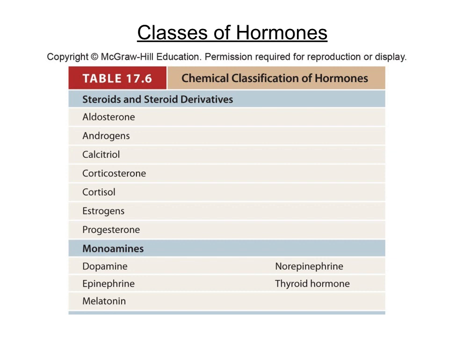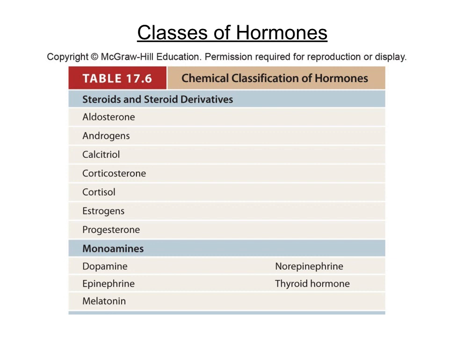For example, you have steroid hormones and steroid derivatives. Now, what makes the steroid hormones related is that they're all made from cholesterol. And your steroid hormones include aldosterone, your androgens. The most abundant androgen in the male body is testosterone, calcitriol, which is your active form of vitamin D, corticosterone, cortisol, your estrogens and your progesterone, the estrogen and progesterones being your main female sex hormones.